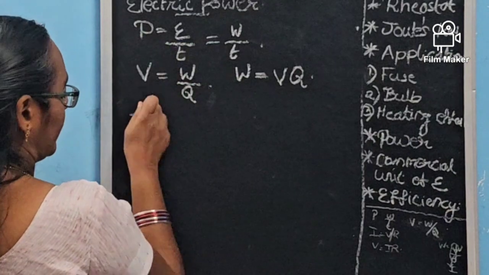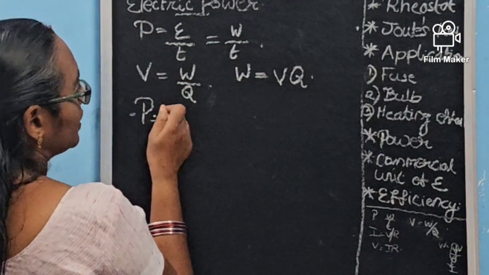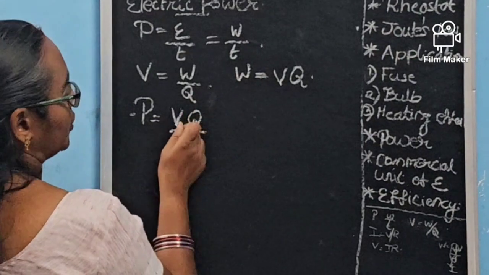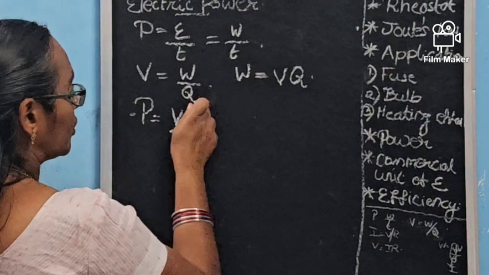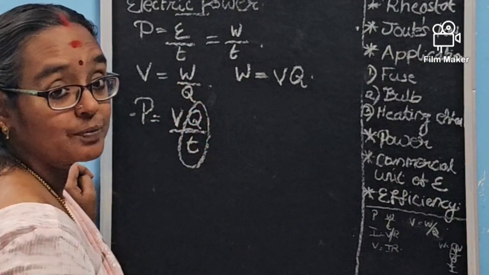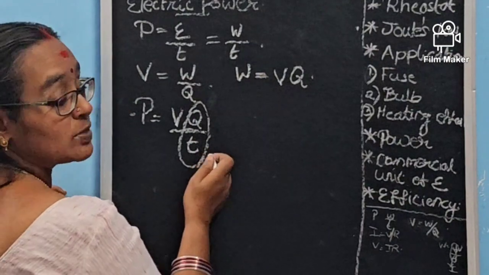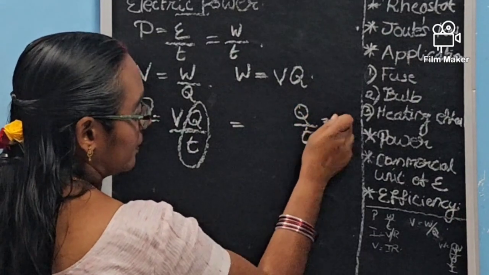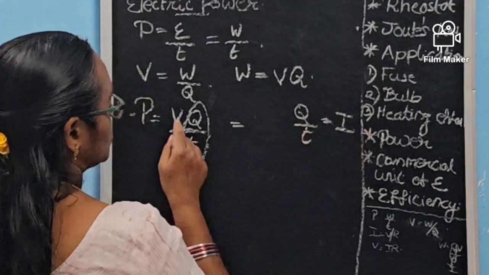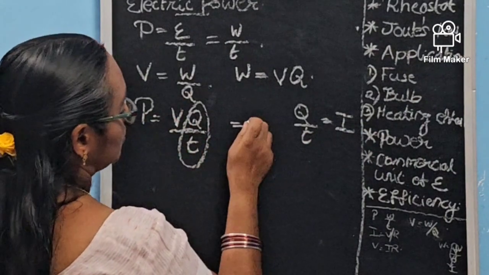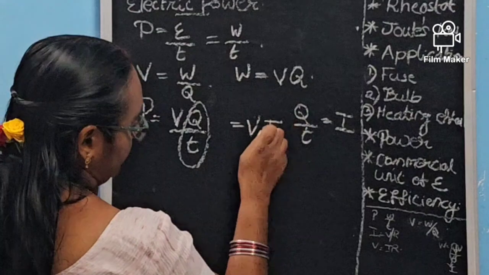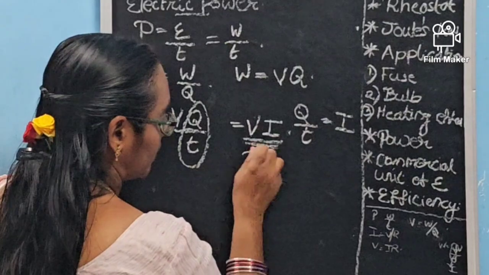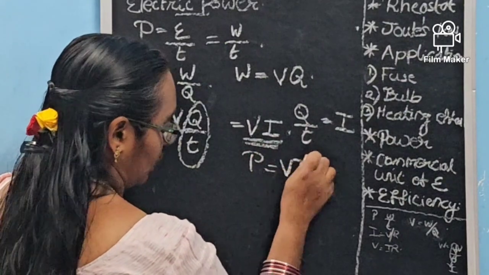So here we can write P is equal to VQ by t, isn't it? But we know Q by t is something else. What is that? Charge per unit time is the current. Q by t is equal to current I. So P will be equal to V into I. This is the equation for power: P is equal to VI, or IV.